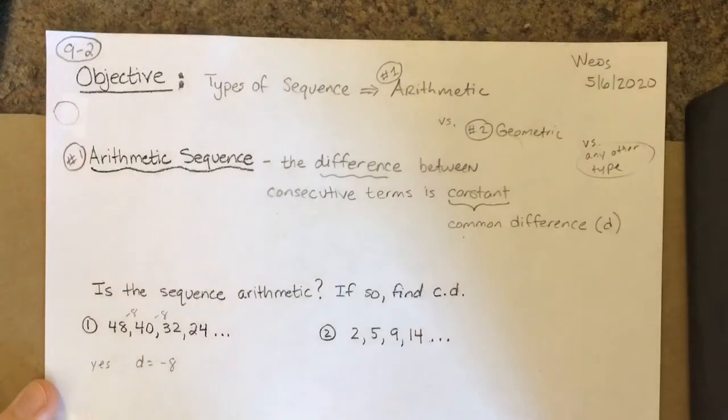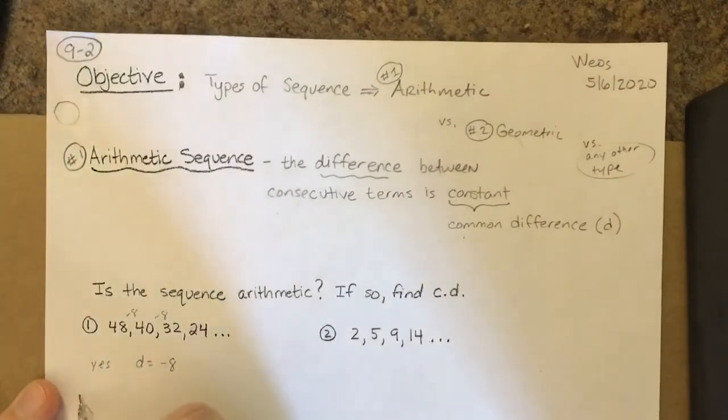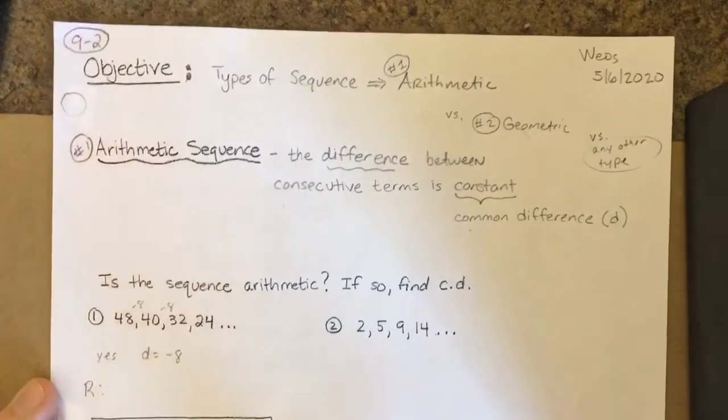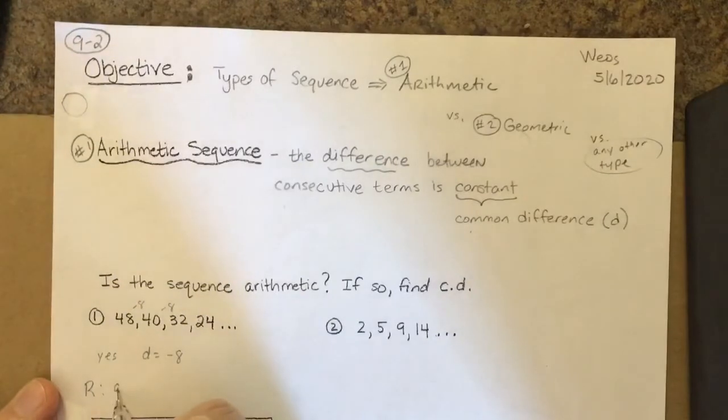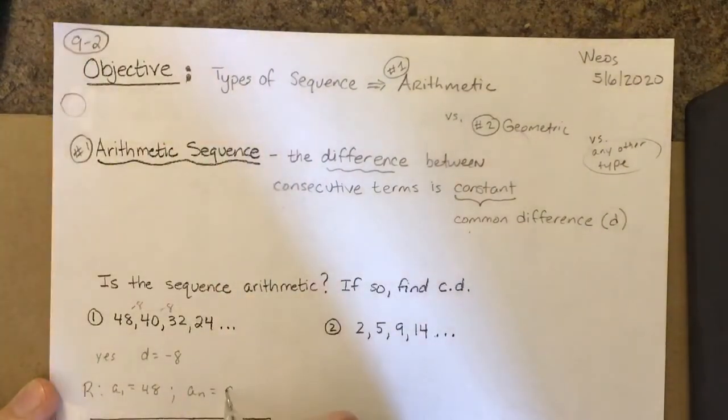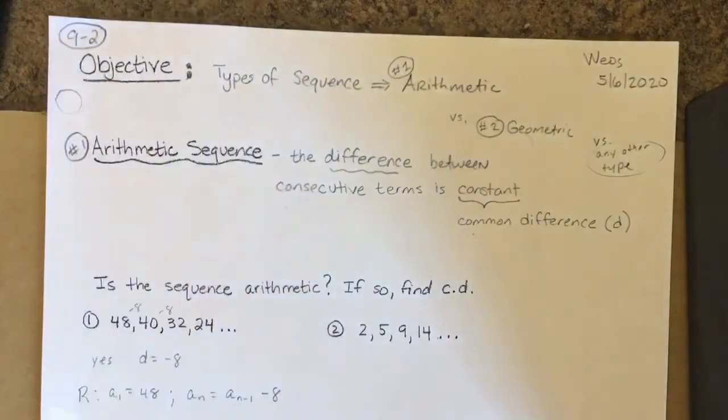Let's see if we can write the recursive formula. Recursive formula, you always just start out with writing what the first term is. It's 48. And then what is a sub n? Well, you just take the previous term, a sub n minus 1, and subtract 8. That is your common difference, right?